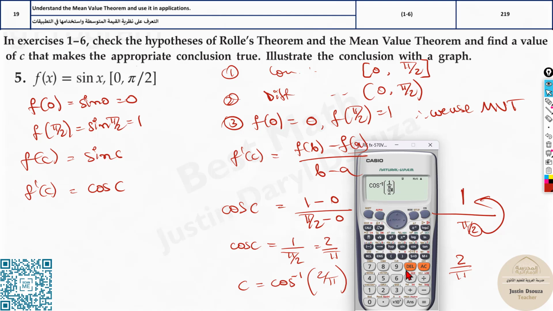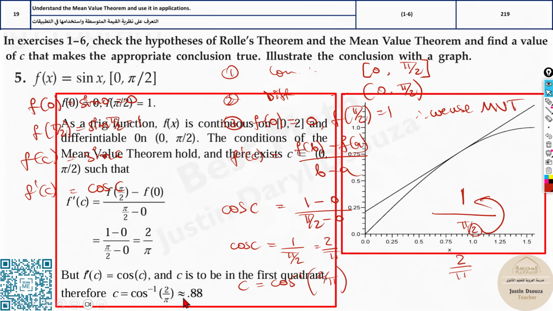Now I'll just change this over here, and I will write pi, and over here what do we have? 2. It should be 0.88. That's the same answer. So however you do it, you will get the answer. Now this is the solution. You can see the final answer: c will be 0.88.